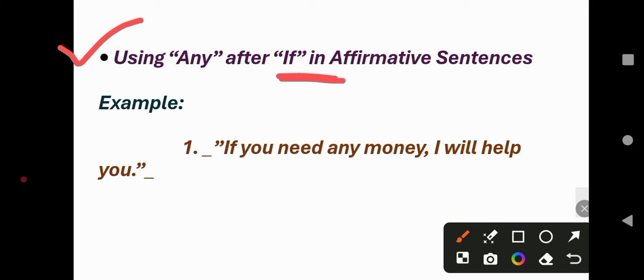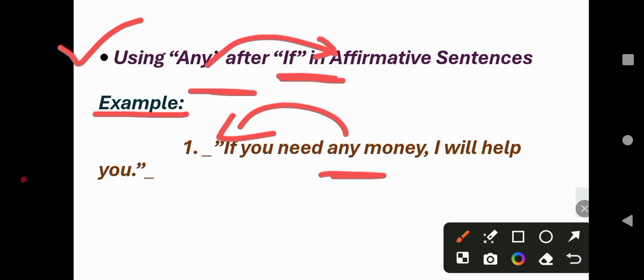When we use if in a sentence, we are talking about a condition or situation that might happen. In the affirmative sentence, we can use any after if to show that a condition or situation is unlimited or open. Understand? So here is the example: if you need any money, I will help you. In this sentence, any is used after if to show that the offer of help is unconditional. It means that no matter how much money you need, I will help you.